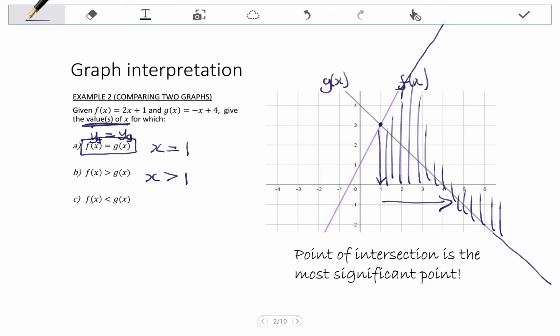F of x is less than g of x. And let's just change this question to where f of x is less than or equal to g of x.